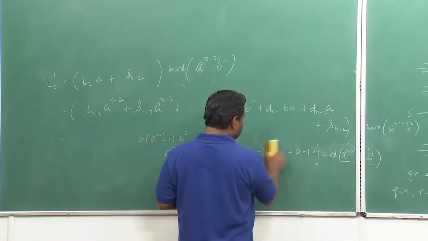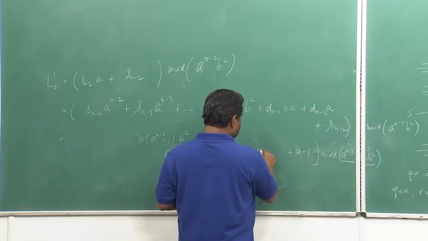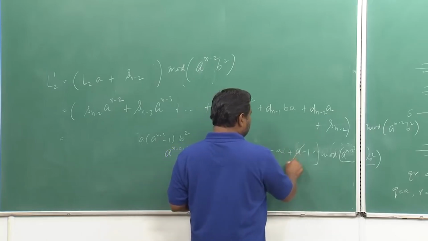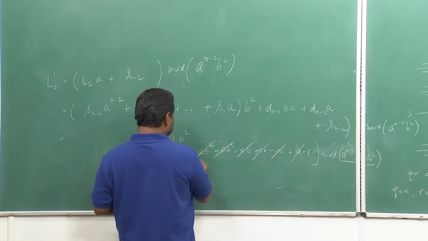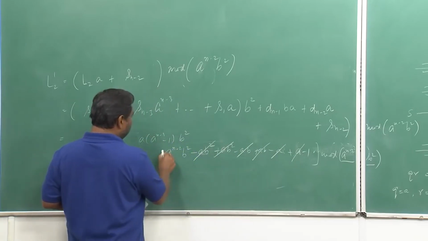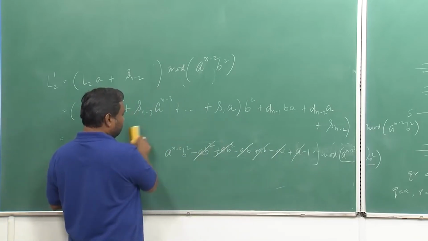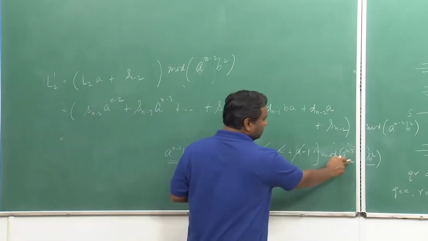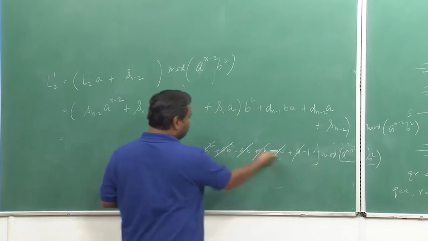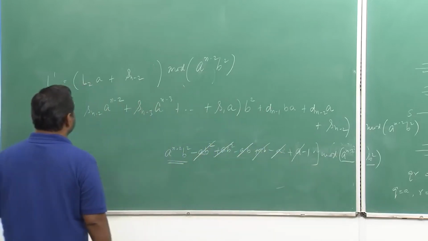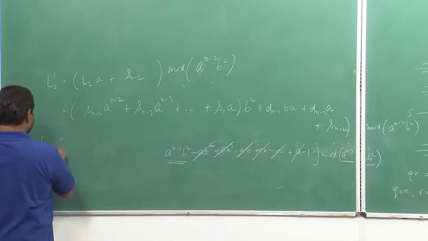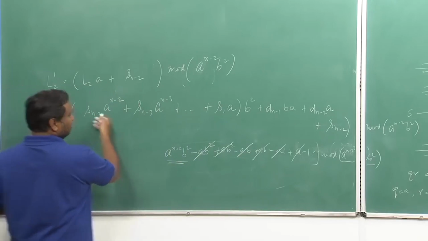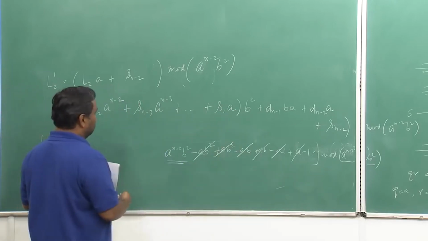This one will become a b minus a; this cancels with this, cancels with this. You have a term, this minus 1, which is smaller than this. So when you do the modulo operation you should get the same thing. So the L2 prime will now be exactly whatever is left over here.